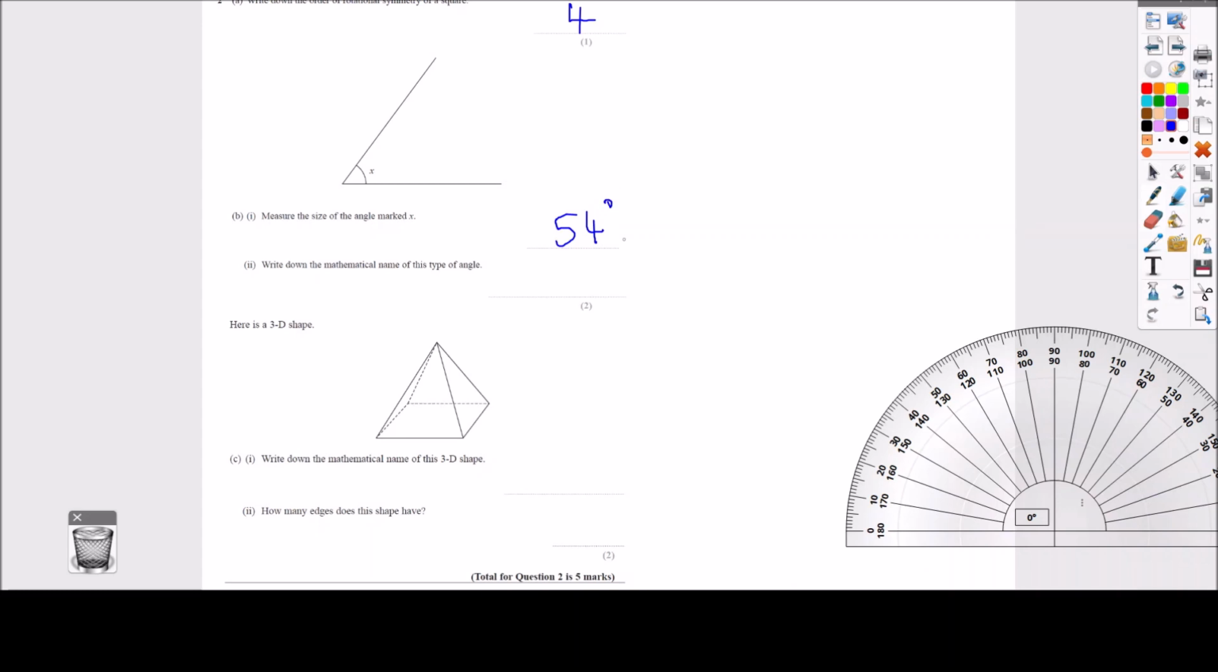Now for part 2, write down the mathematical name of this type of angle. Any small angle, any angle less than 90 degrees, is an acute angle.